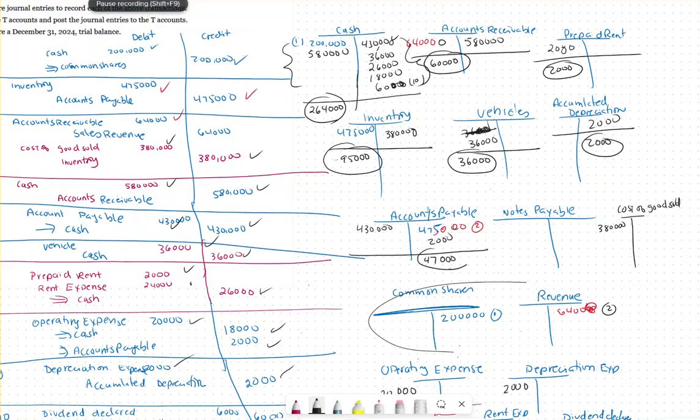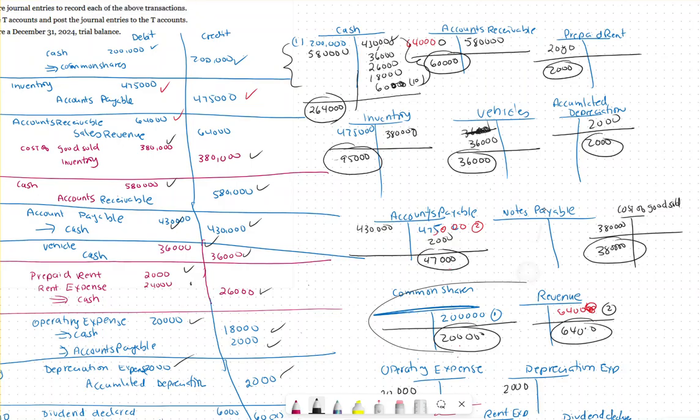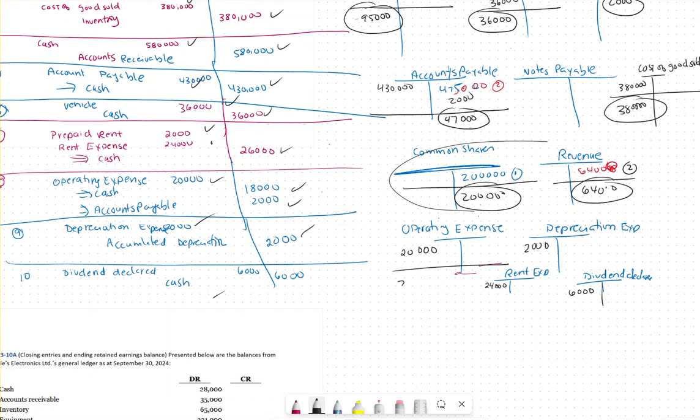And then going further, my common share, oh, we don't have any notes payable. I thought we did. So we have retained earnings, service revenue was 64,000. My common shares was 200,000, and then my cost of goods sold is 380,000. My operating expenses are 20,000. This is my 2,000, and this is my 24,000, and this is my 6,000.